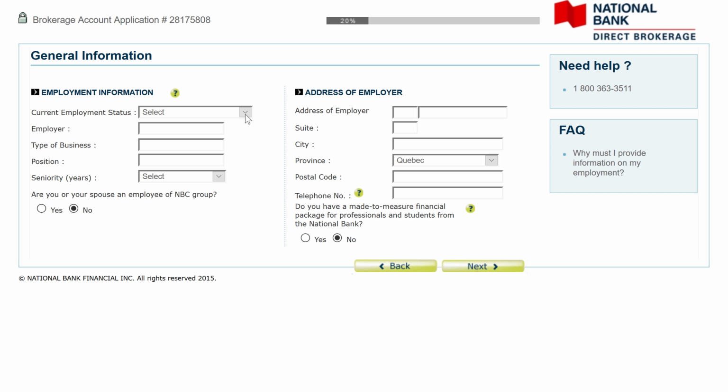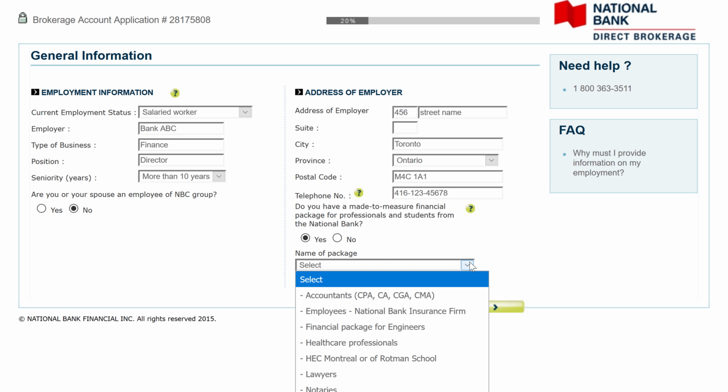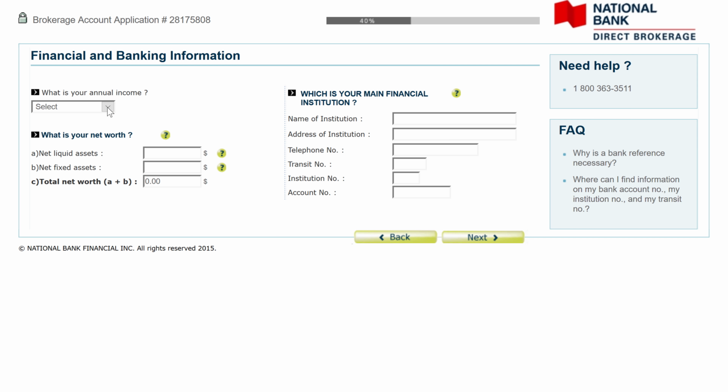On the second page, you must provide us with your employment status and the address of your employer if you're still working. Please indicate if you have a professional financial package at National Bank. The following section pertains to answering questions on financial and banking information. Your net liquid assets combine the value of all your investment accounts and bank accounts minus your debts. The net fixed assets correspond to your real estate portion minus the mortgages.